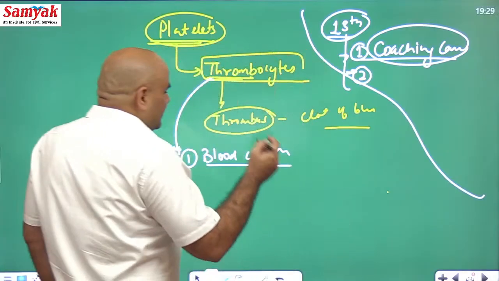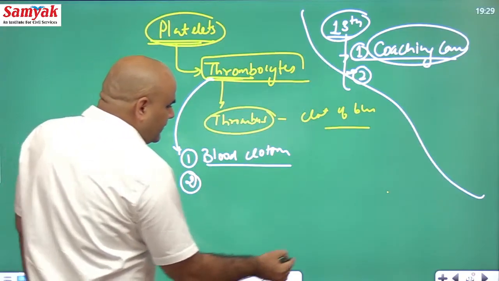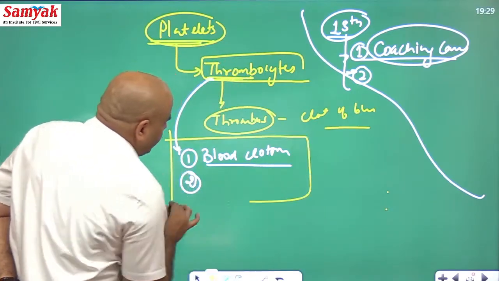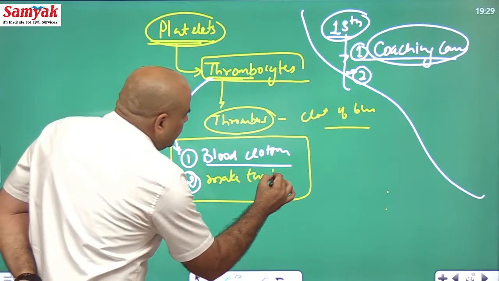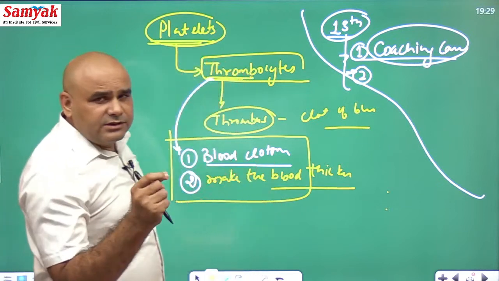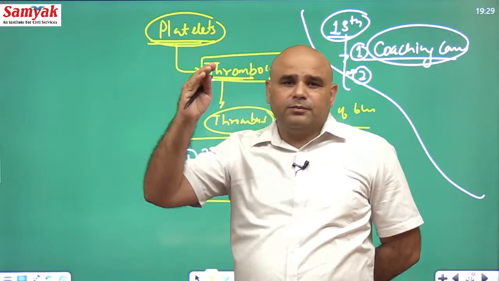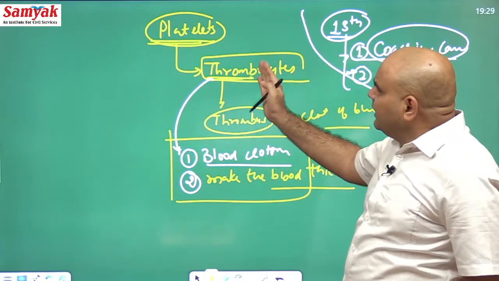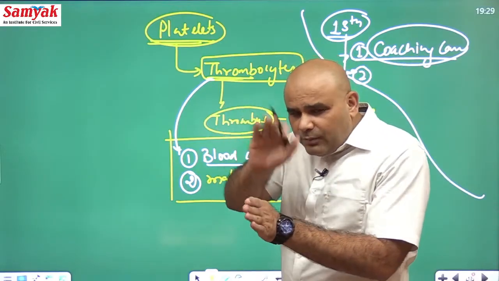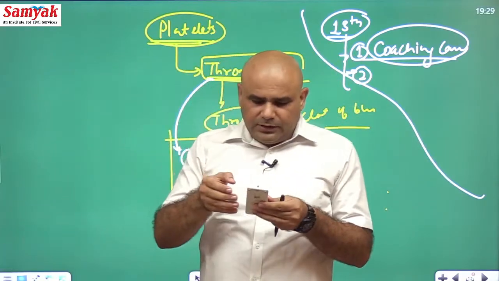Now see, the first function is to ensure blood clotting. The second function is to make the blood thicker. The tendency of blood is to stay in fluid form. The platelets allow it to stay in fluid form, but they ask the blood to stay in the form of a thick fluid. Yes, it is fluid, but they keep it in the form of a thick fluid.